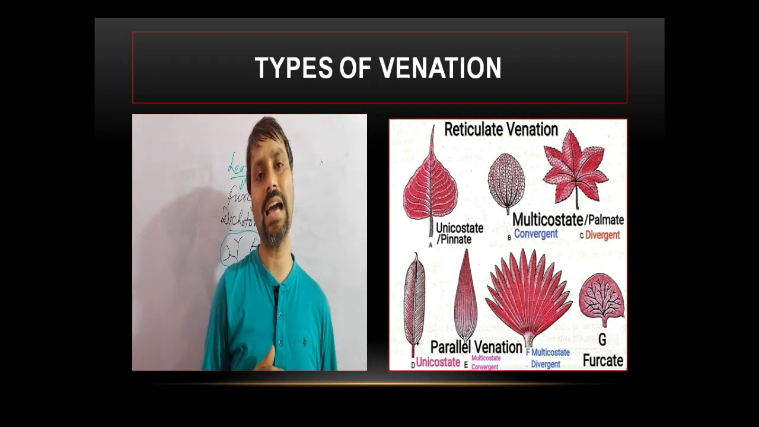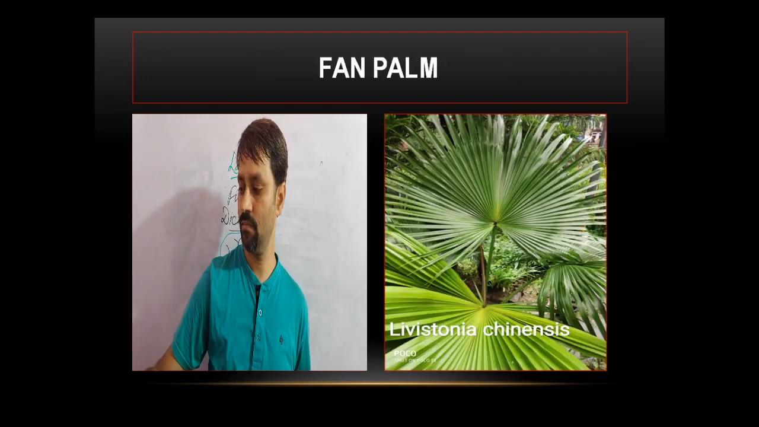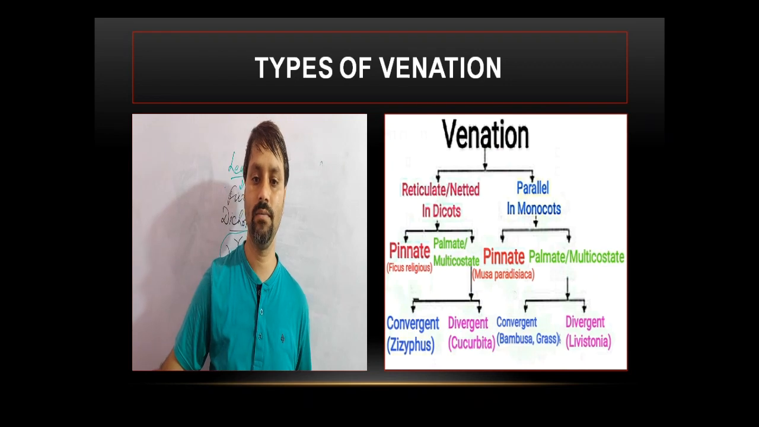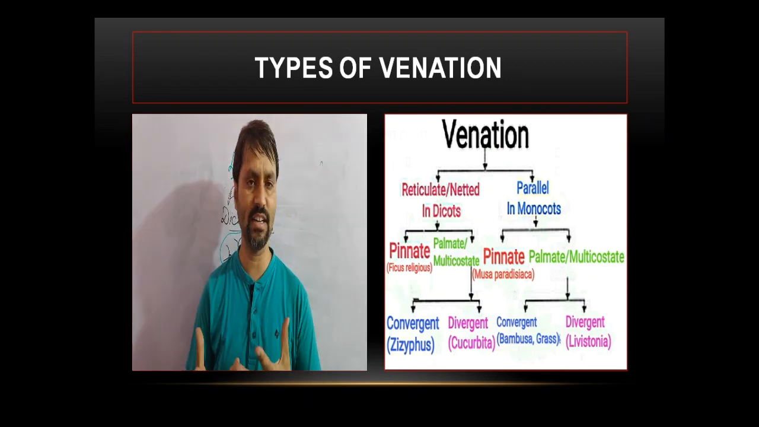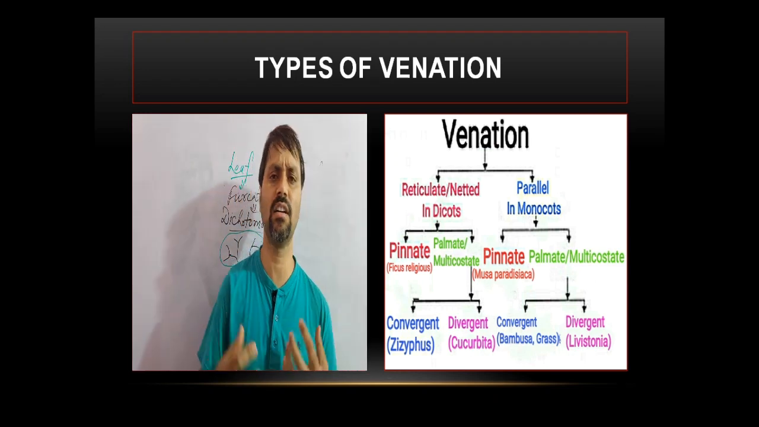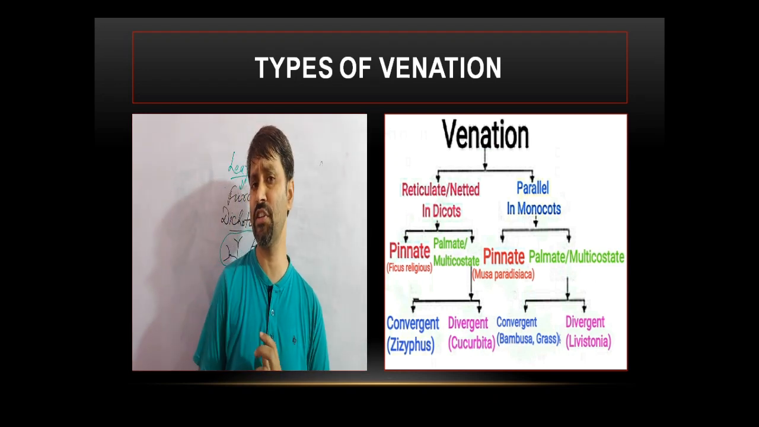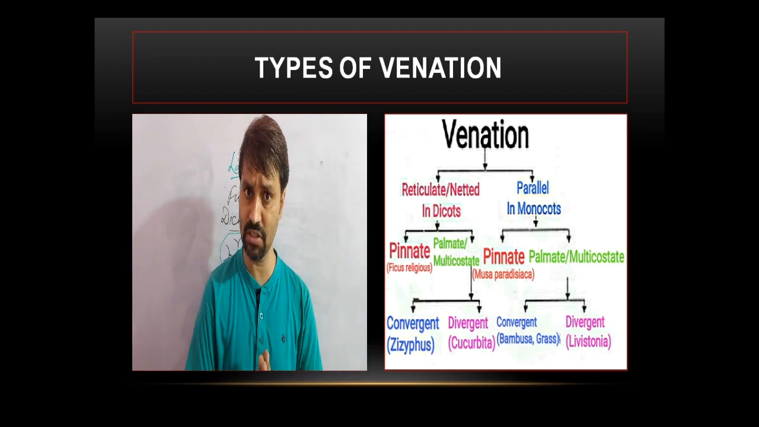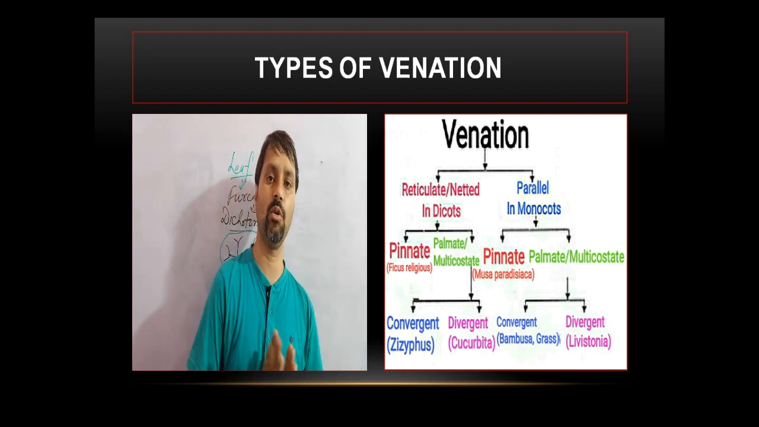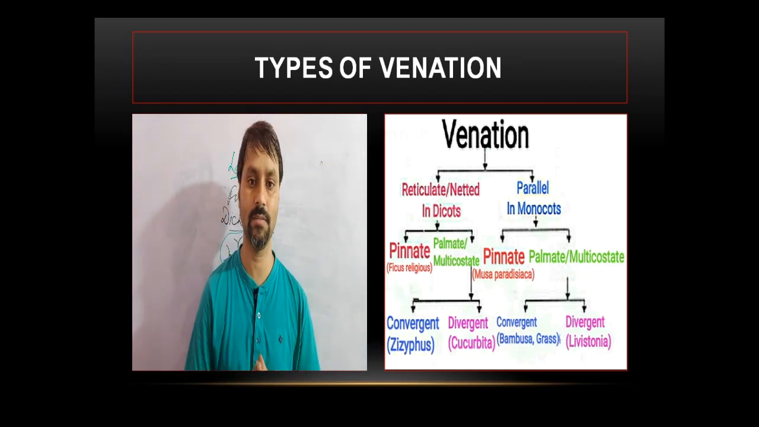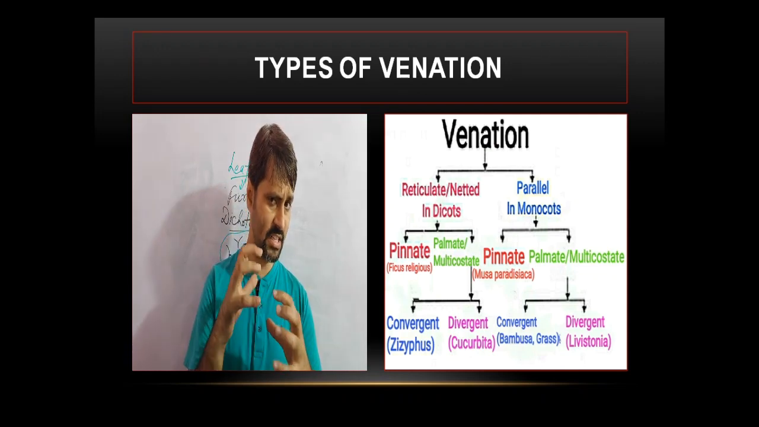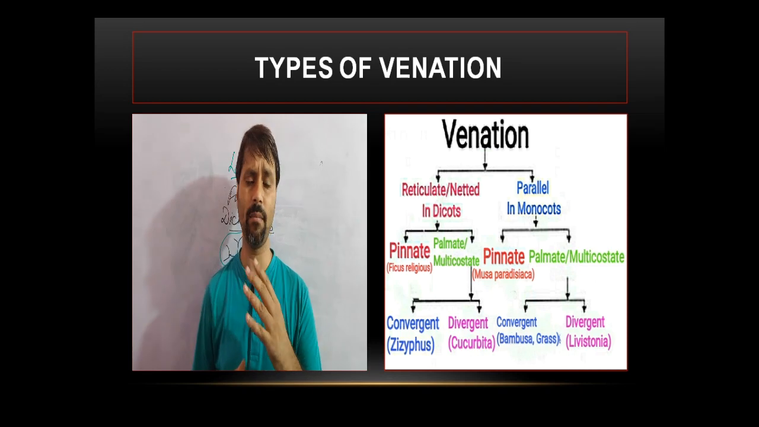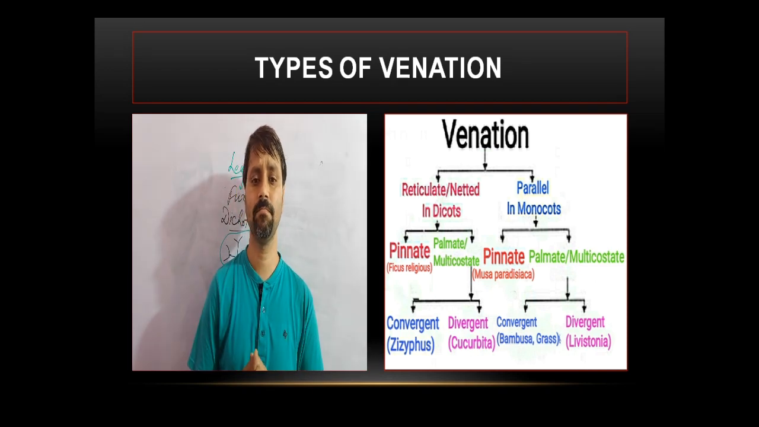So these are the types of venation. Let's have a look at the chart here. Now venation is of two kinds: reticulate or netted. Netted because it is forming a network. जाला बना रहा है. It is the characteristic feature of dicots; ये सिर्फ dicot plants में होता है. While parallel is present in monocots, a characteristic feature of monocot plants. Then unicostate is also called pinnate. It is pinnate or palmate or multicostate.